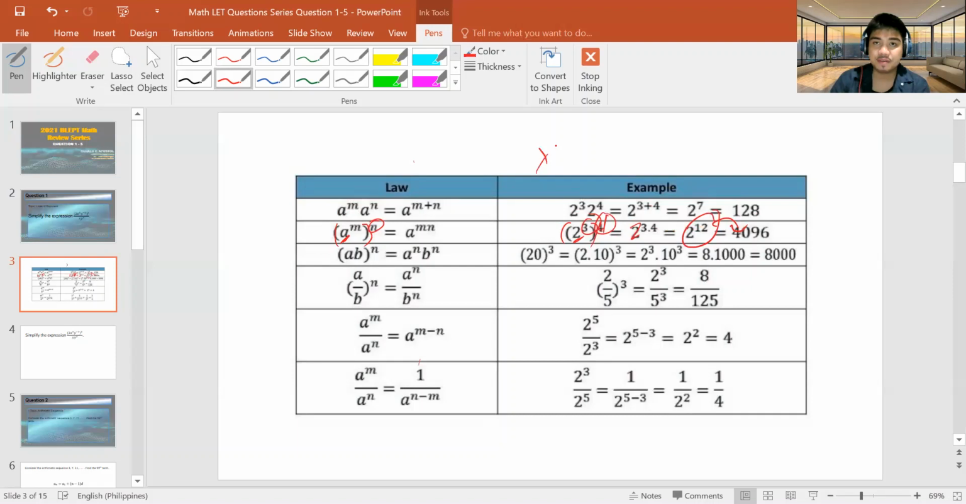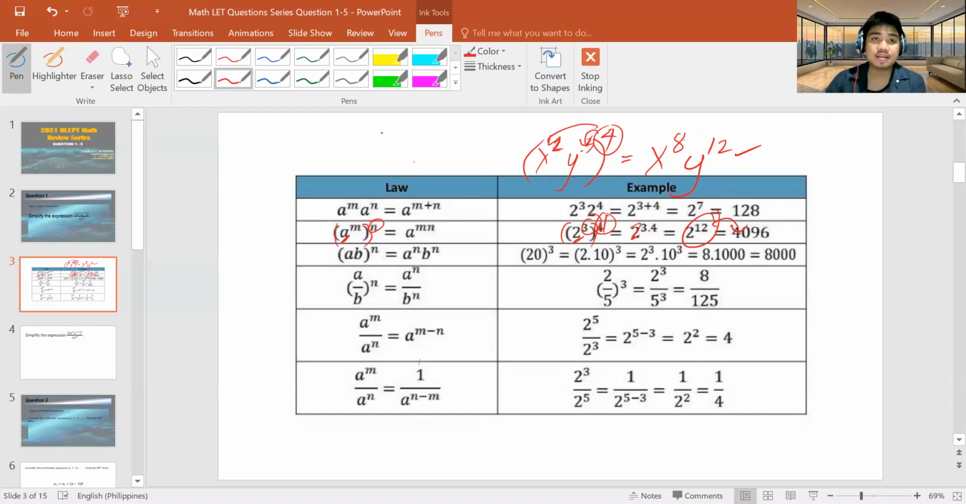Another example, if you have x raised to 2, y raised to 3, the quantity 4, for example. So, ang gagawin natin, we're going to distribute this 4 sa lahat ng factor sa loob ng parenthesis. So, we will have x raised to 2 times 4, so x raised to 8, and then y raised to 12. Since 4 times 3 is 12 and 2 times 4 is 8. So this is our answer.